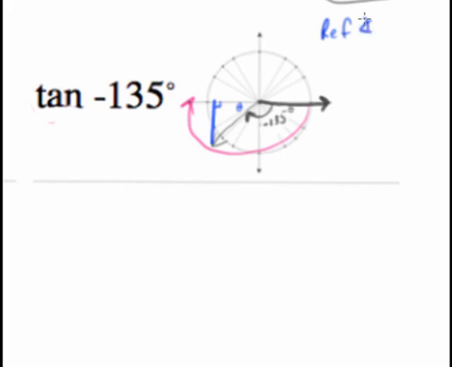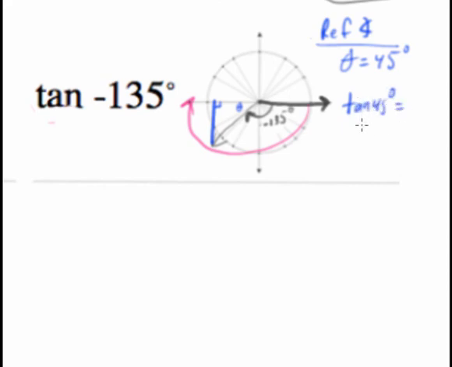And then some of you were asking, what do I have to write, reference angle or what? You can either write reference angle or you can write theta, because we're putting that theta right in there. So theta is 45 degrees. So that's our reference angle. So then we need to find the tangent of 45 degrees.